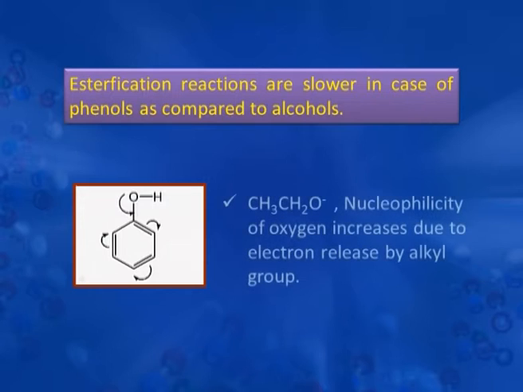Now, if we compare it with that of alcohol, you can see here that the negative charge on the alkoxide ion is reinforced because of the presence of the alkyl group, which is electron releasing, and that is why the nucleophilicity of oxygen here is much more as compared to the nucleophilicity of oxygen in the case of phenol, and that is the reason why esterification reactions are slower in the case of phenol as compared to alcohols.